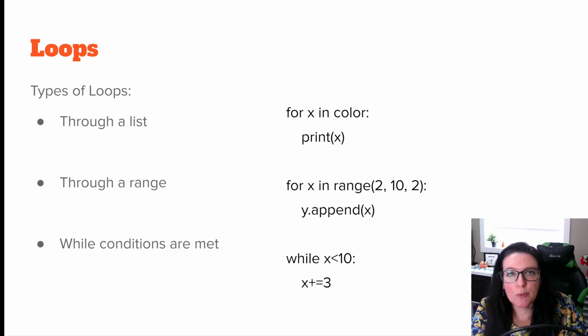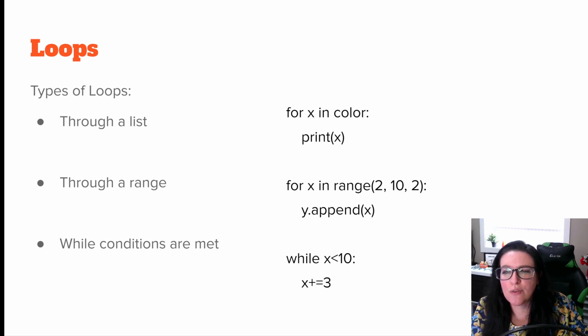So if we're looping through a list, then we'll have a list, for example, color equals, and then a string of multiple names of colors. And so here we're looping through this list. It's for X in color. So we're going through each color that's in that list. And here it's telling it to print each one.